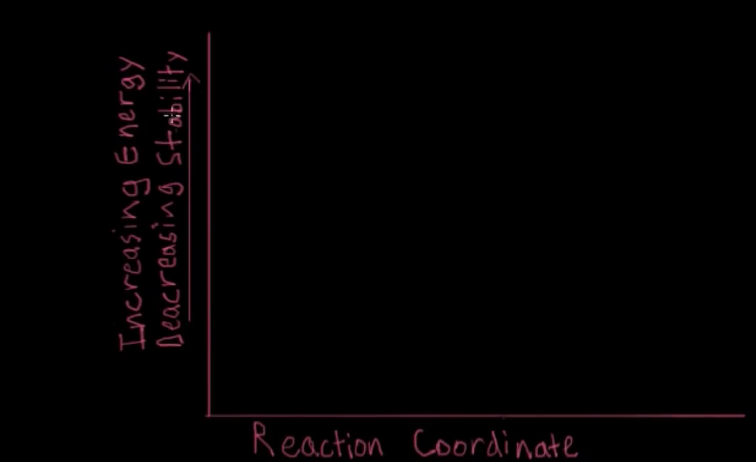So as we go up, we increase in energy. However, increasing energy means we actually decrease in stability. So the higher up we are on this, we have more energy and less stability. So let's call this our reactant R, and let's say our reactant has an energy that is right here. So that's R. And again, we're reacting this with hydrogen bromide, which is HBr.